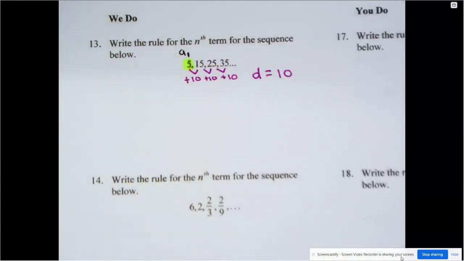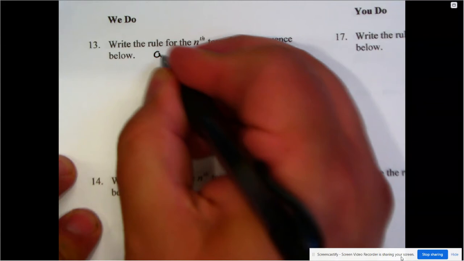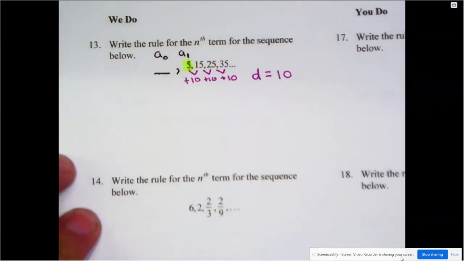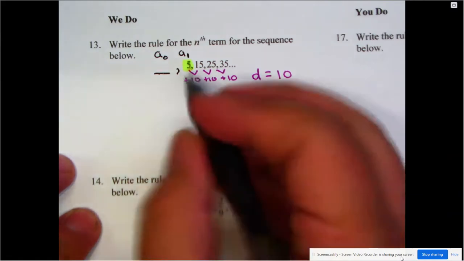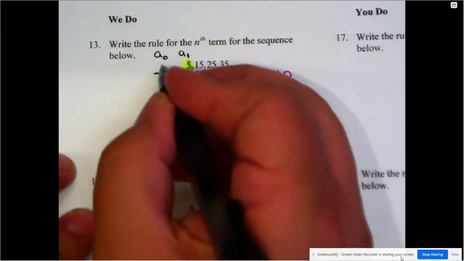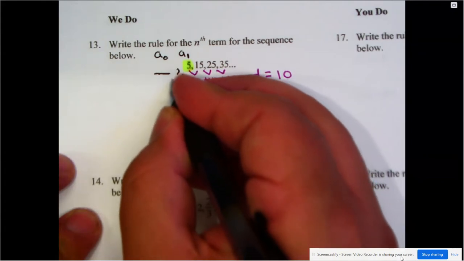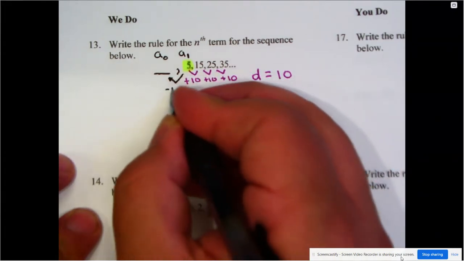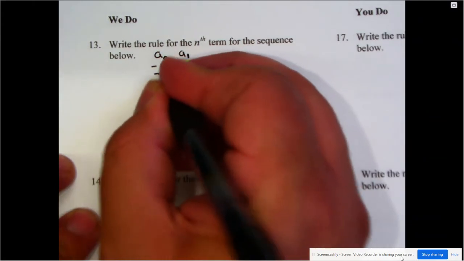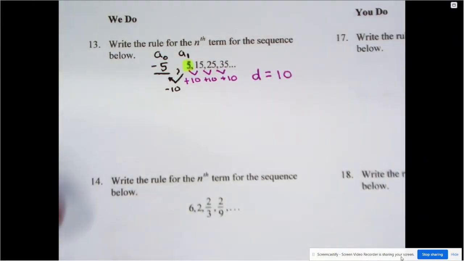What they're asking is, who was your a sub 0 over here, before the 5? Well, think about it. If we were adding 10 going this way, well, in order for you to find your a sub 0, if you're going to go that way, then subtract the 10. And then we see that our value for a sub 0 is actually negative 5.